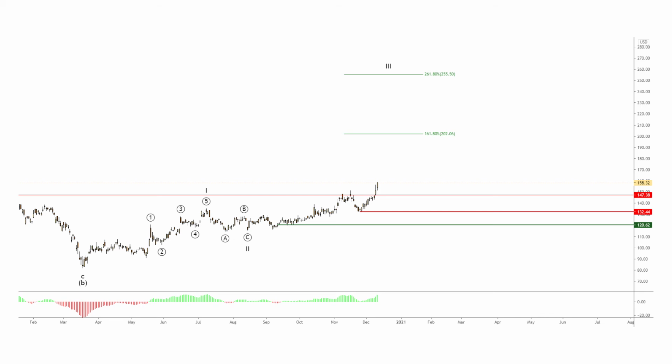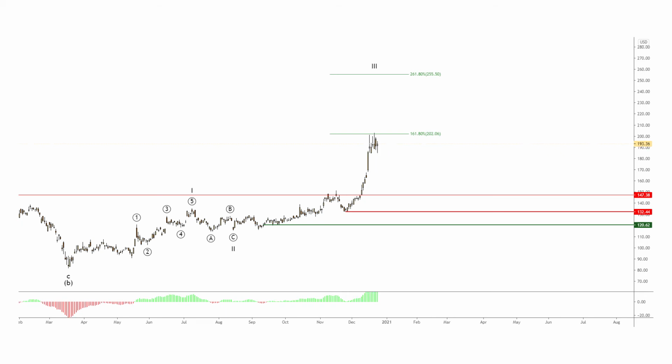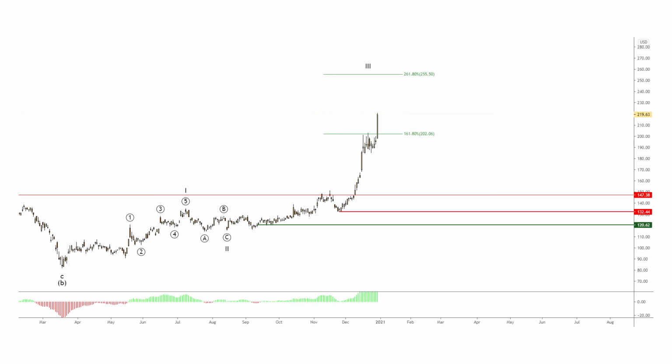Price comes into the 161.8% extension and pulls back, indicating a possible wave 3 top. But there are no 5 waves to confirm the wave 3 top. So I stay long for the next target, the 261.8%, around 255. Consolidation below the 161.8 extension with no bearish sign yet. New breakout above 200, which shows that the price is indeed looking for my next target level.